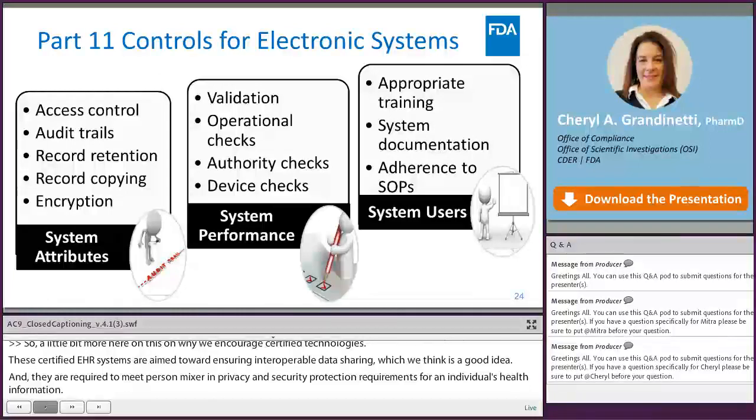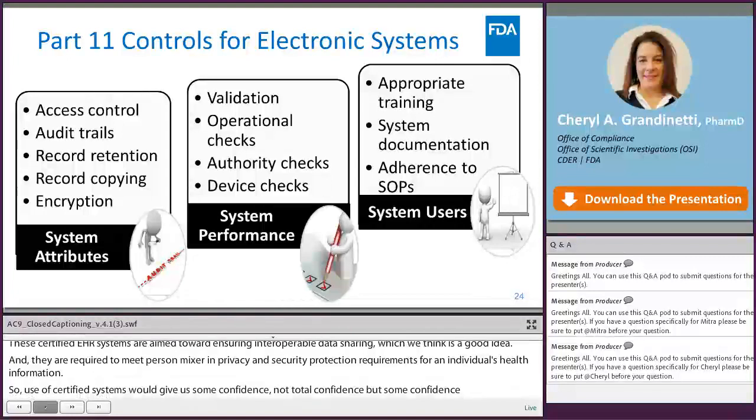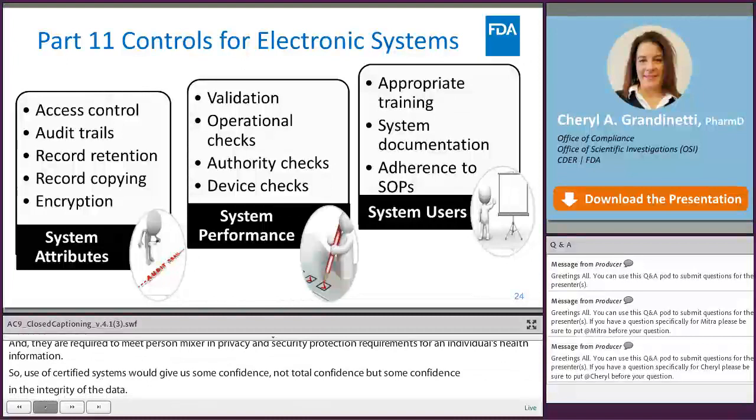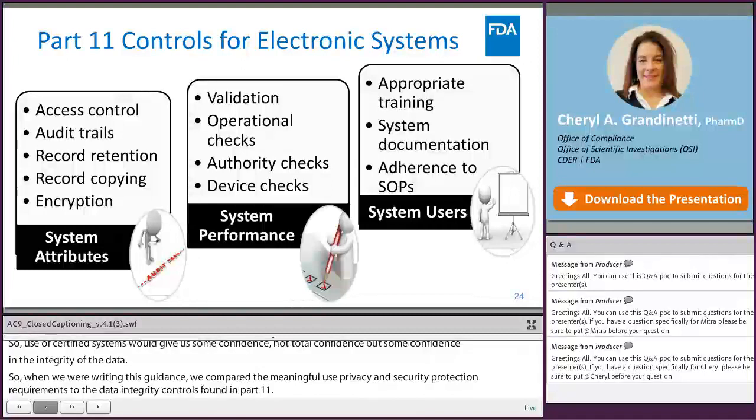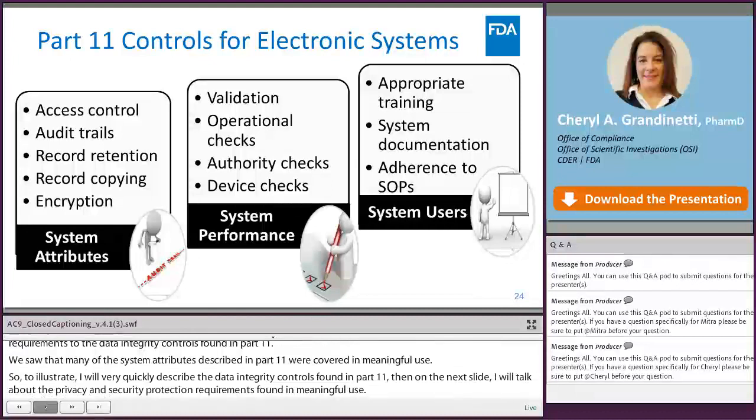So when we were writing this guidance, we compared the meaningful use privacy and security protection requirements to the data integrity controls found in Part 11 and saw that many of the system attributes described in Part 11 were covered in meaningful use. So to illustrate, I'll very quickly describe the data integrity controls found in Part 11, and then on the next slide, I'll talk about the privacy and security protection requirements found in meaningful use. And in the interest of time, I won't go through them all. I'll just give you an idea of what they are.